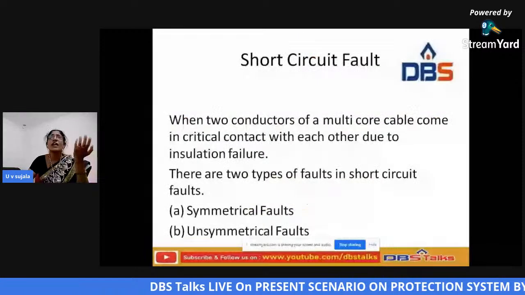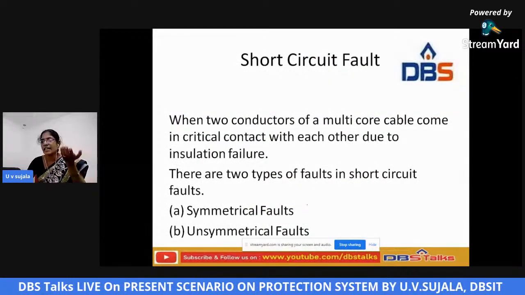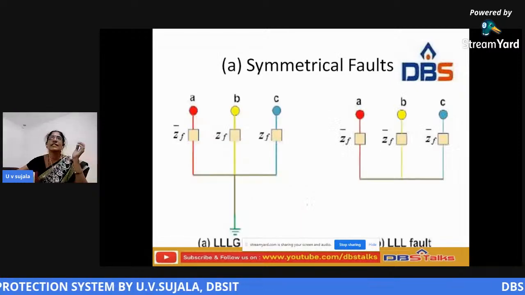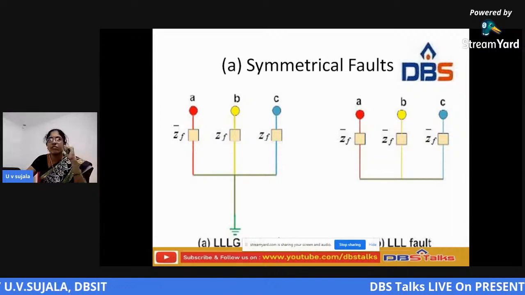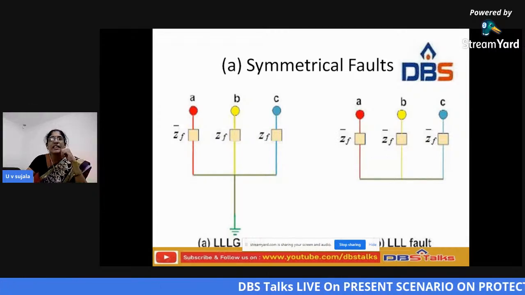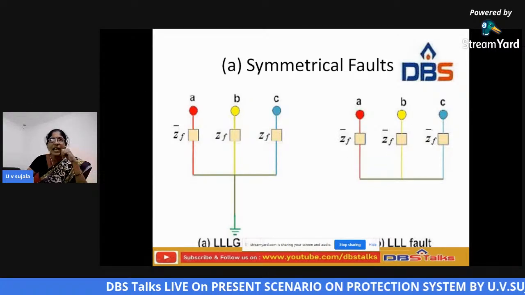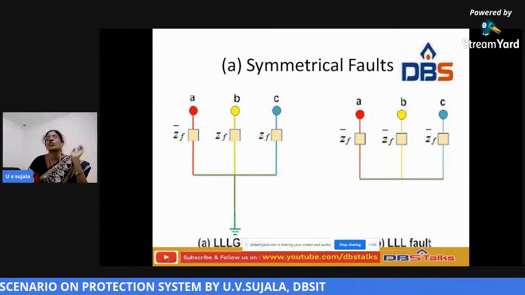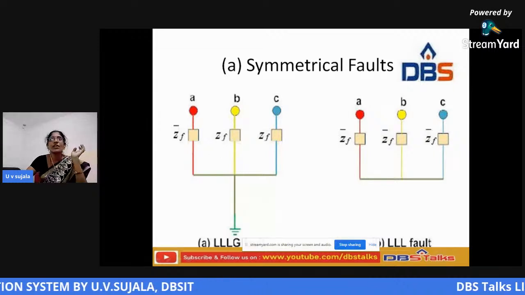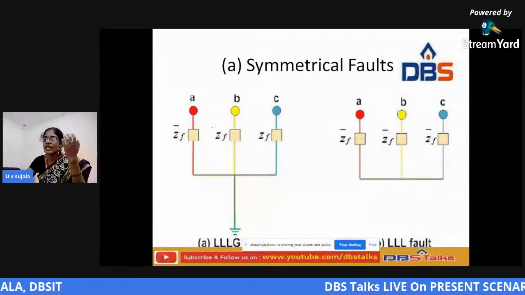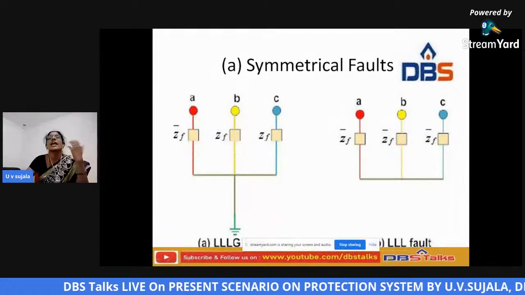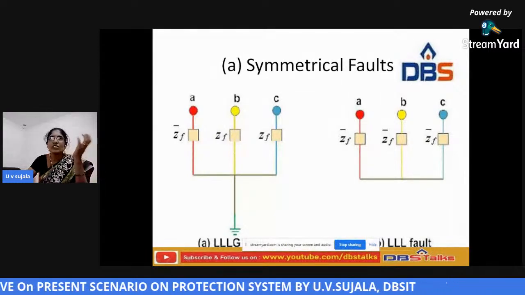For short circuit, we say there are symmetrical faults and unsymmetrical faults. I will show you the diagram. These are the symmetrical faults, the triple LG fault. Triple LG is a line to line to line to ground fault. Line, line, line: A, B, C, or R, Y, B, whatever the phases might be. When the three phases touch the ground, it is called a line to line to line to ground fault.